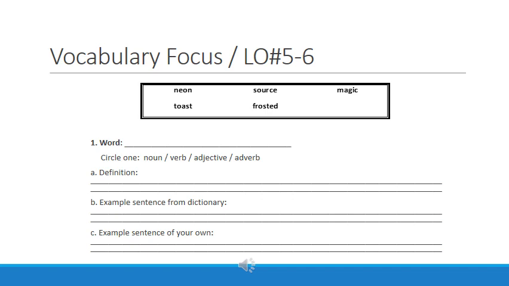So on this slide, you see the 5 words, and there's an example of the activity that they will complete. There's the word itself, discovering if it is a noun, a verb, an adjective, or an adverb, finding a definition that matches the context of the reading, and then writing the definition down in A, writing the example sentence from the dictionary in B, and writing an example sentence of their own in C.